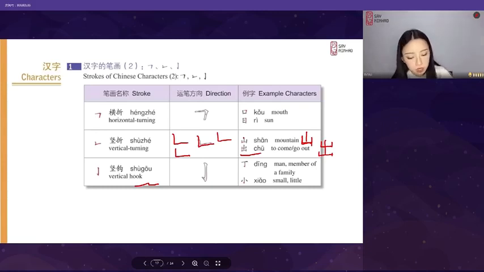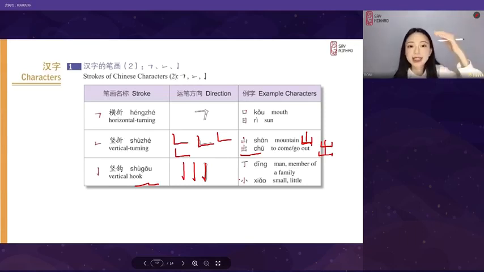竖折. Next one is the vertical hook. The direction of writing it is from top to bottom and then hook. Top to bottom, hook. Really easy one. Now let's see the example characters.